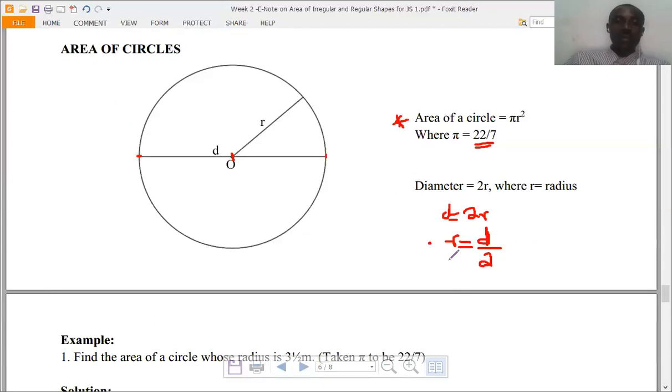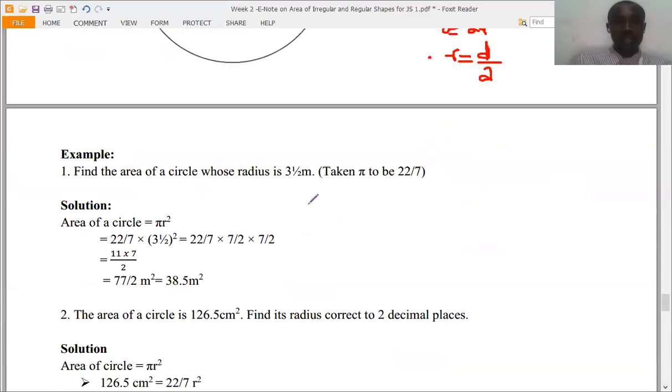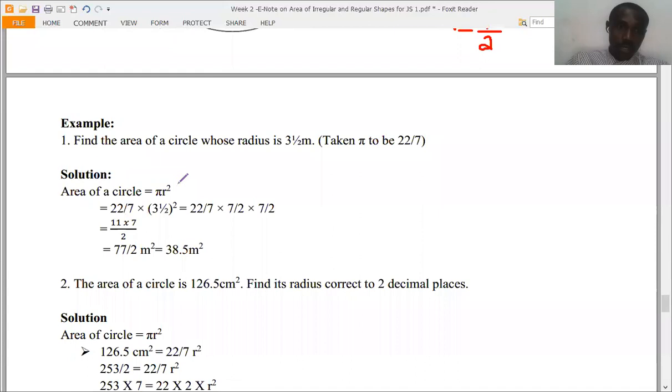All right. Then let's look at examples. The first example says, find the area of the circle whose radius is 3.5 meters. Take pi as 22/7. So go ahead and substitute. Pi is 22/7. Our formula is pi r squared. Pi is 22/7. R is 3.5 squared.